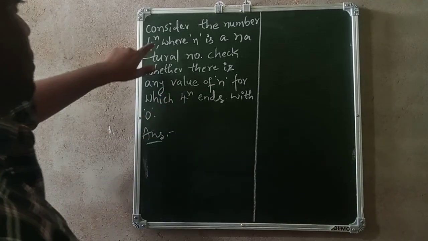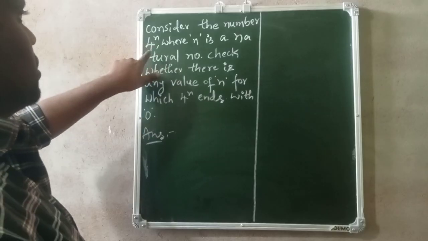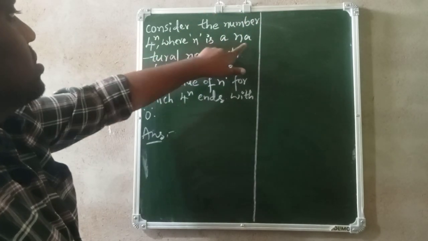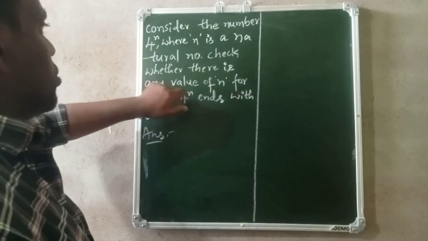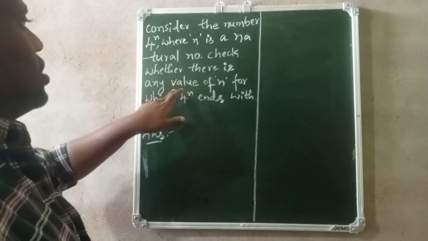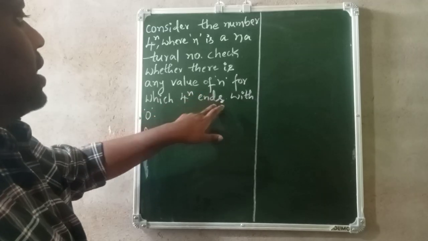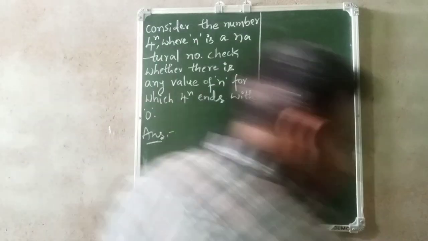So there is a question. Consider the number 4 to the power of n, where n is a natural number. Check whether there is any value of n for which 4 to the power of n ends with 0.